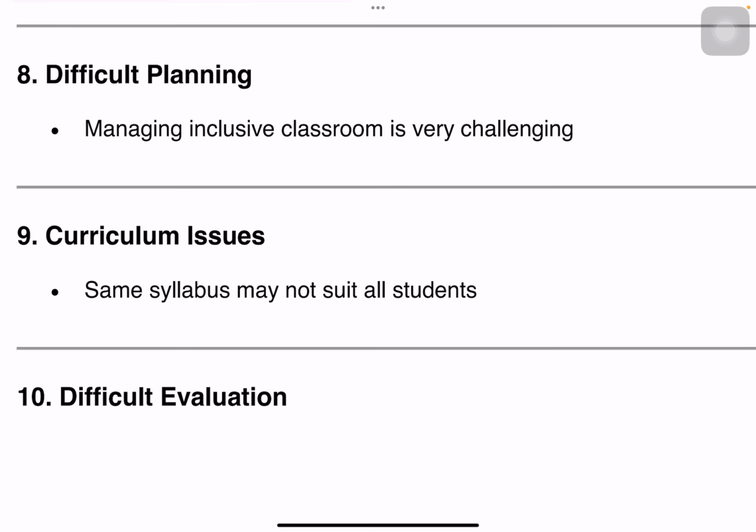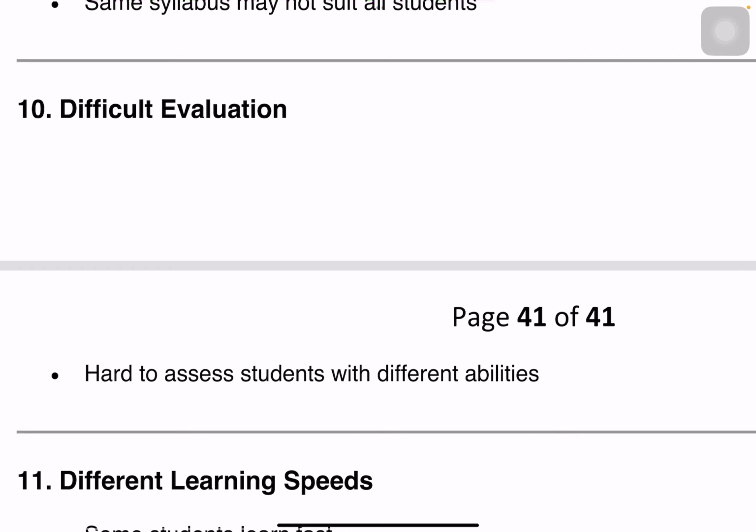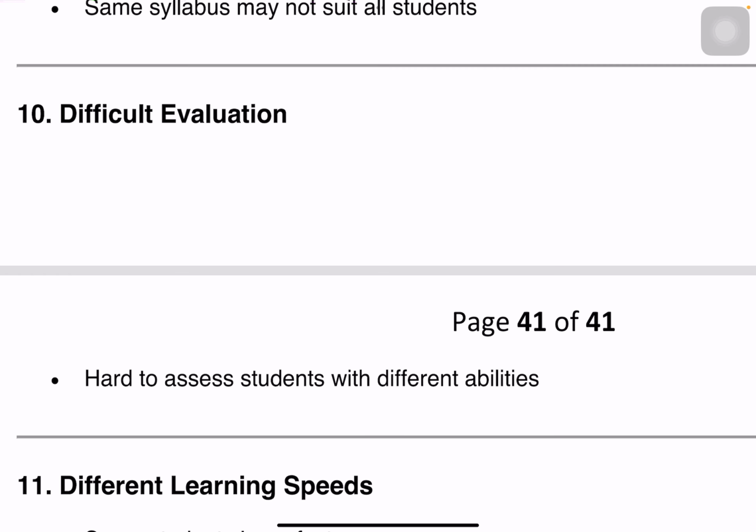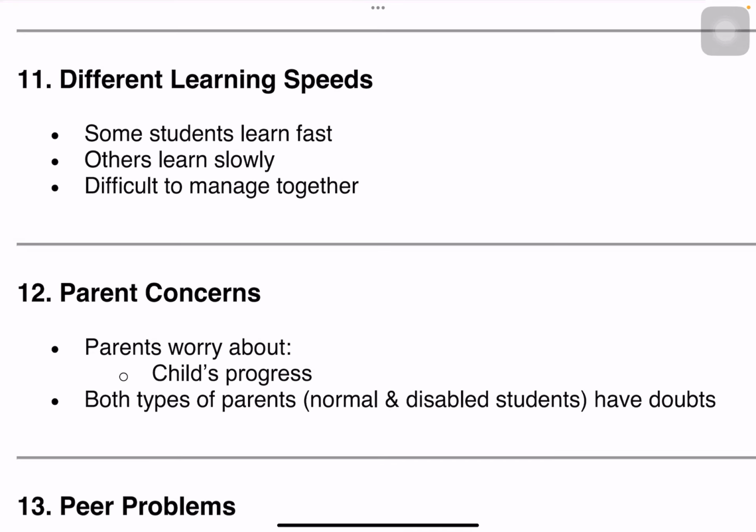Managing an inclusive classroom is very challenging. Curriculum issues. The same syllabus may not suit all students. Difficult evaluation. It is hard to assess students with different abilities. Different learning speeds. Some students learn fast, others learn slowly, difficult to manage together.